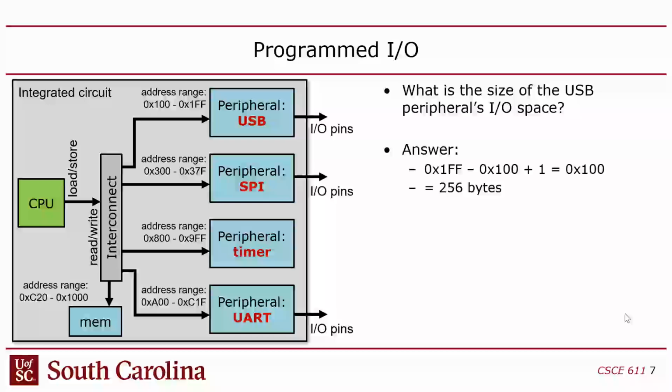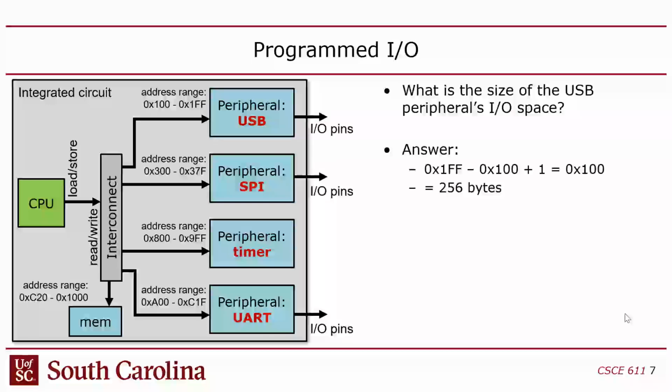So for example, if I asked you on a quiz, what's the size of the USB peripheral's I/O space? To figure that out, in this case, we're showing you the starting address and the ending address. So to find the size, you would just subtract them, in this case in hex. And then you have to add 1 because this is an inclusive range, right? So this would be 1FF minus 100 plus 1 is 100 in hex, which is 256 bytes, right?